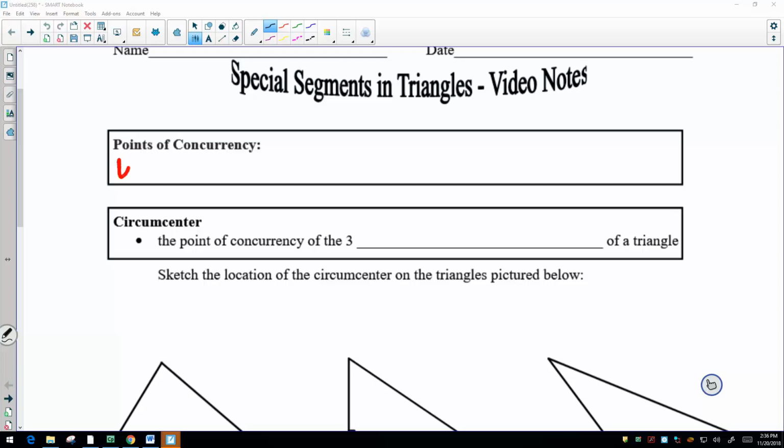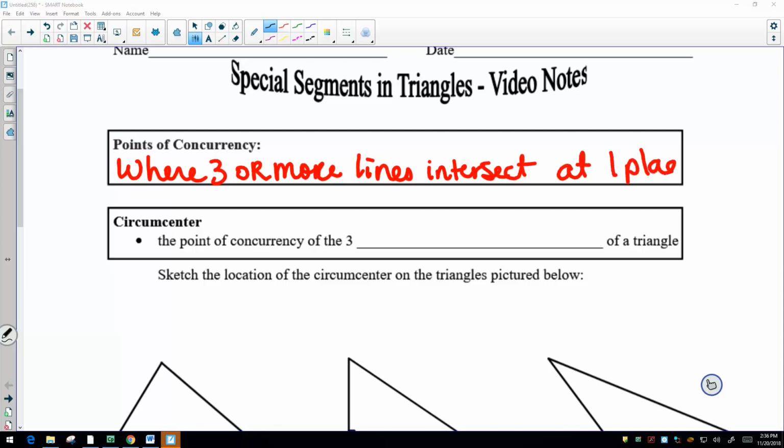So this is just a place where three or more lines intersect at one place. So it's really easy to get two lines to intersect, right? As long as they're not parallel, you always get two lines to intersect. But when you get three lines to intersect at one point, that's that point of concurrency where they are all intersecting. Now, we get these different names.